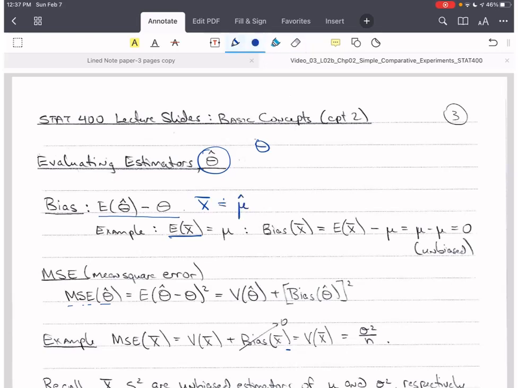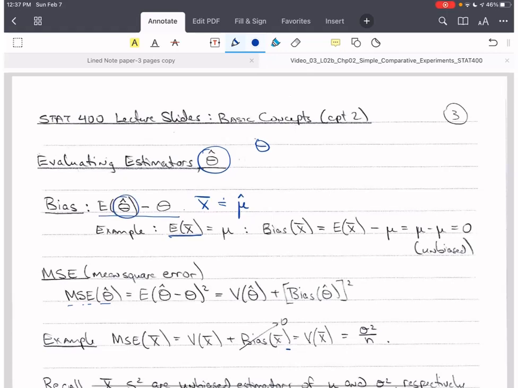Okay, and so wherever we have theta hat, we are going to substitute in x bar. And so we have E of x bar, and we know that that is equal to mu. So the bias of x bar is equal to E of x bar minus mu, the parameter it's estimating. And so we plug in for E of x bar, we get mu minus mu, we get 0, and that means that x bar is an unbiased estimator of mu.